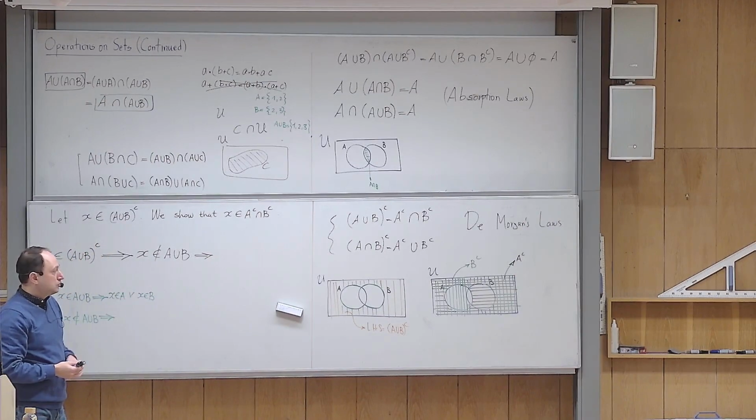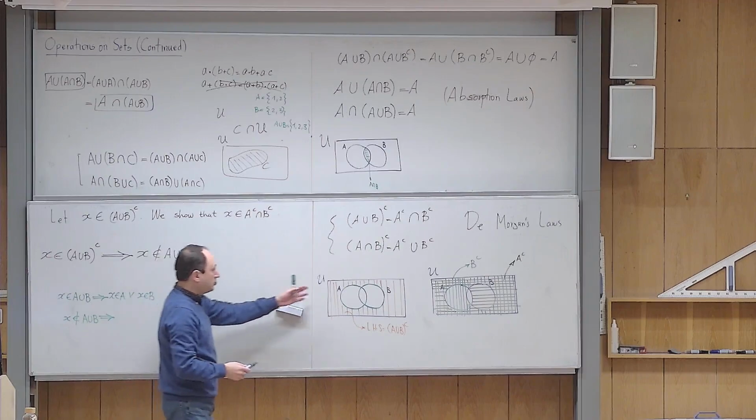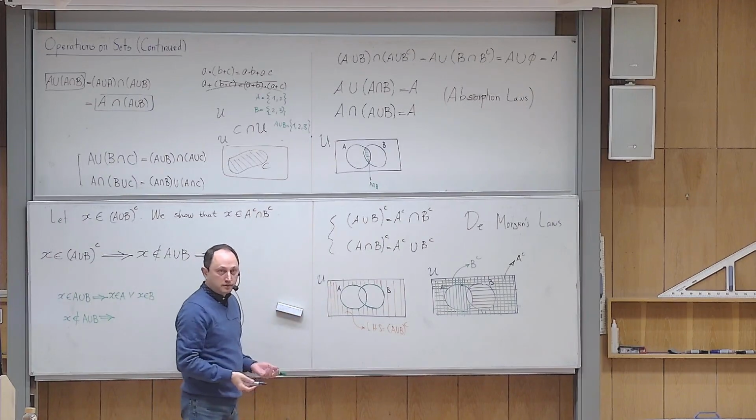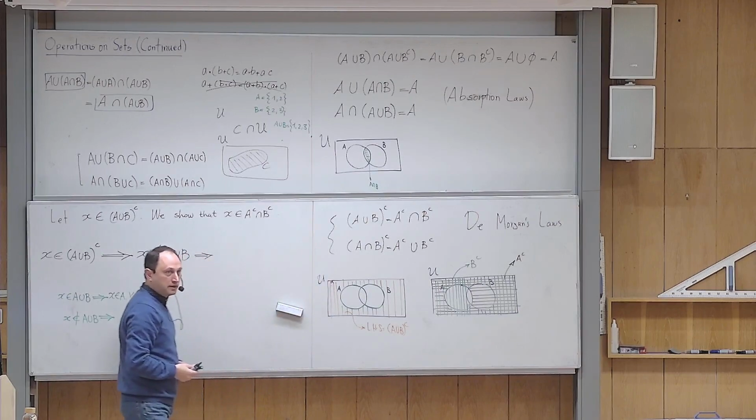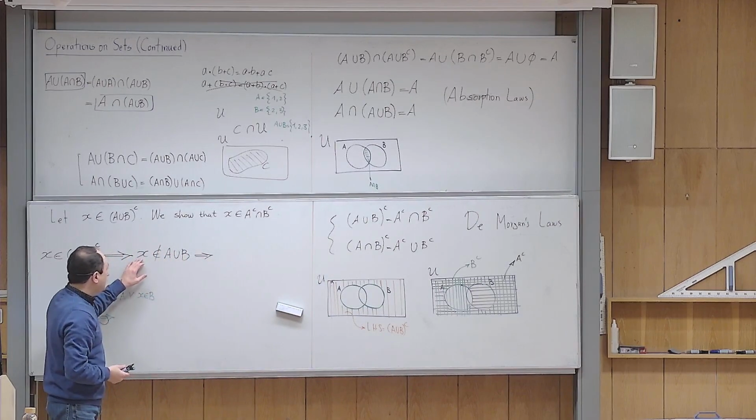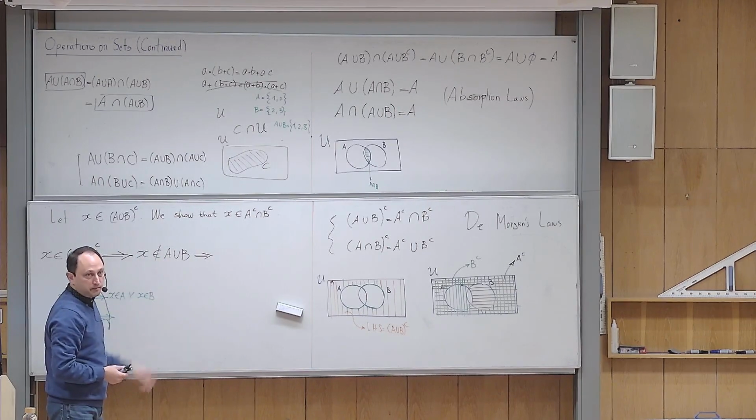X is not in the union. For example, X is somewhere in this orange part. When it is not in the union, it is somewhere here, yes? So what can you conclude about X and A? What can you conclude about X and B?